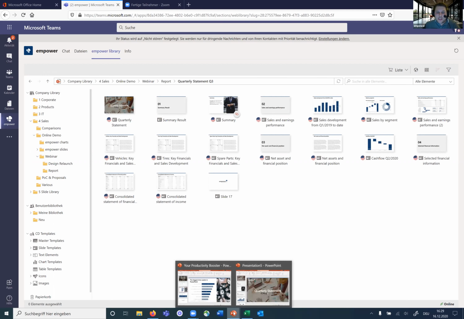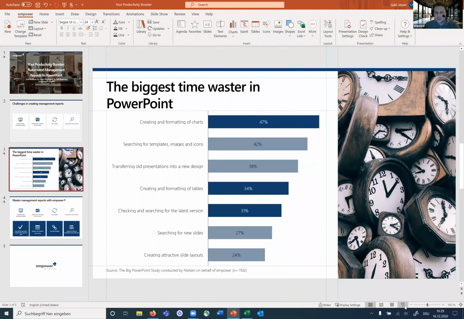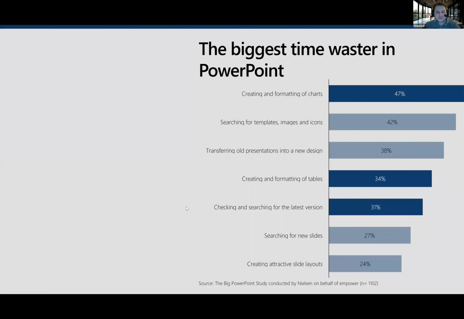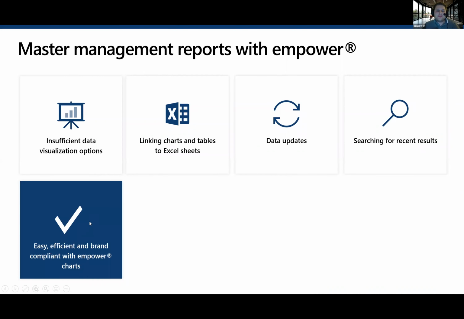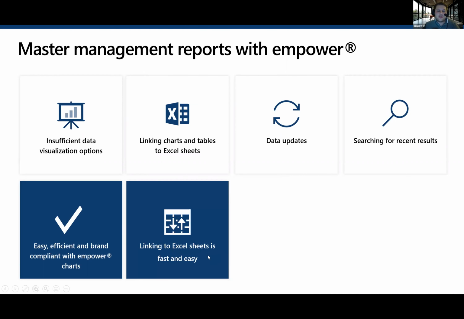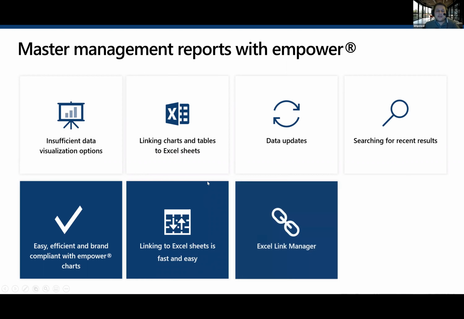Okay, just a quick summary of what we have seen. Let's go back to our presentation. So first thing we have seen is it's very easy to create brand compliant charts with Empower. Charts are accessible. You can just pick from a variety of charts, connect them to your Excel file. That's very, very easy to link. And data updates can be supervised with the Excel Link Manager. So that's very easy as well.